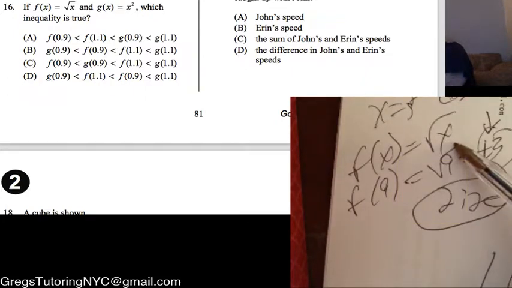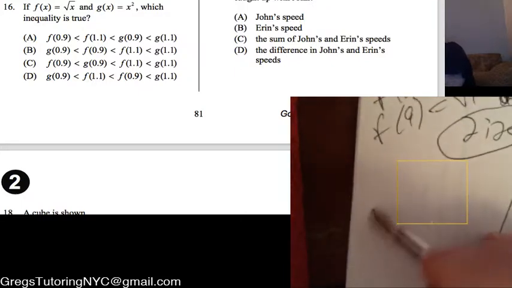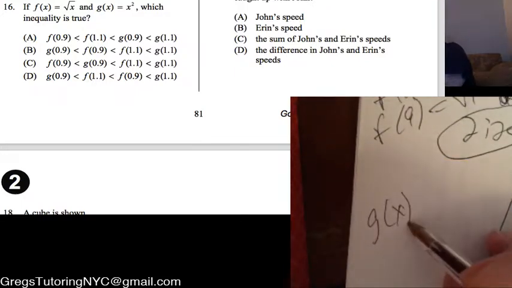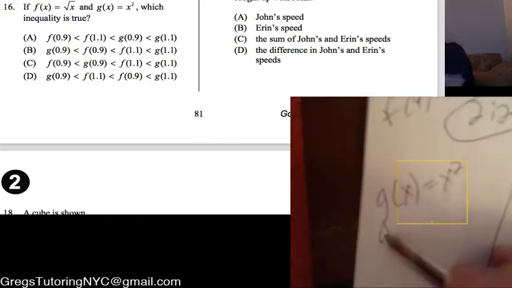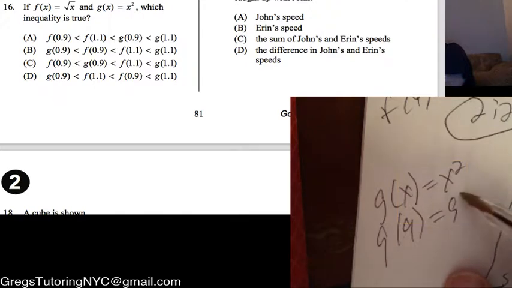And now what's the deal with g of x? Well, g of x works the same way. So if I said g of 9, that's equal to 9 squared, or 81.